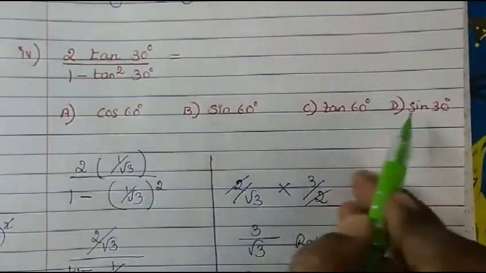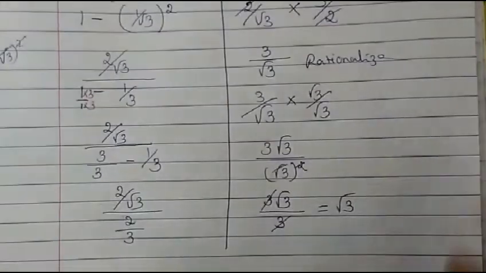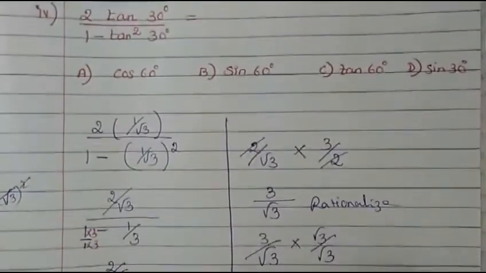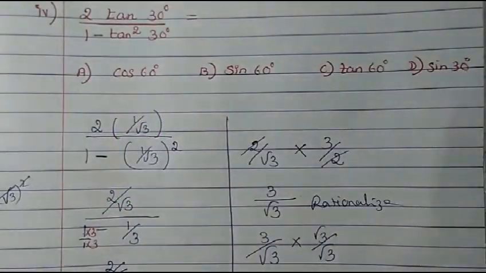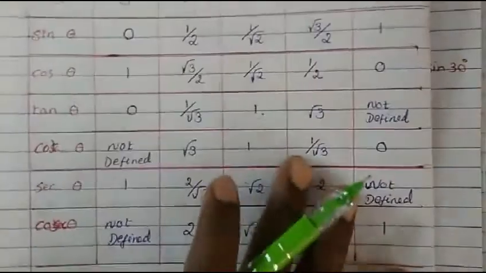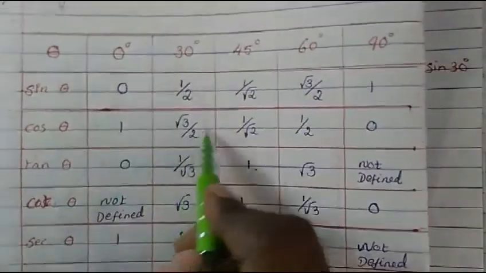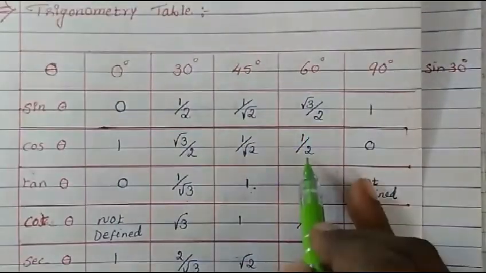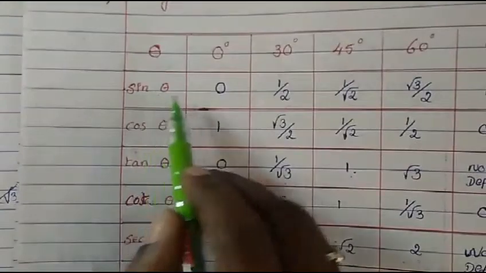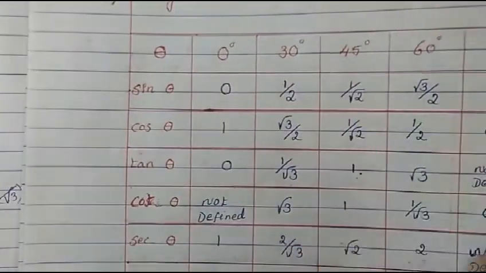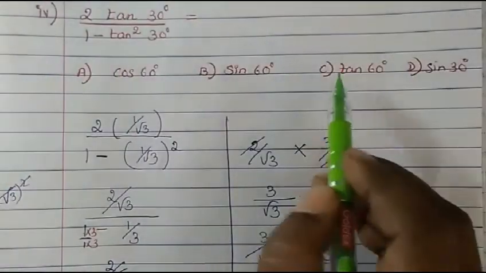Now you see what options are here, these are the options. So now we have to check which option this root 3 matches. Let us check in the trigonometric table. Cos 60 is how much? Cos 60 is 1 upon 2. So that is not the correct answer. Sin 60, let us check. Sin 60 is root 3 upon 2. So that's also not the correct answer.